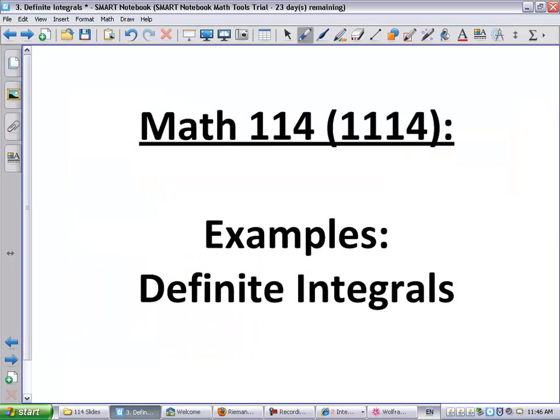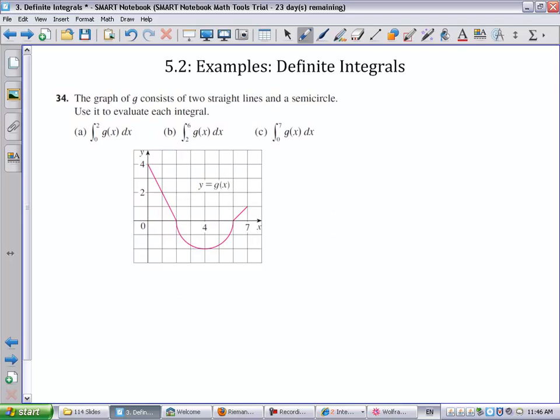So those are all the properties of definite integrals. So let's try using some of them. Are there ways that we can actually evaluate definite integrals without having to do complete Riemann sums every time? Sometimes there is. So here we've got a graph g of x.